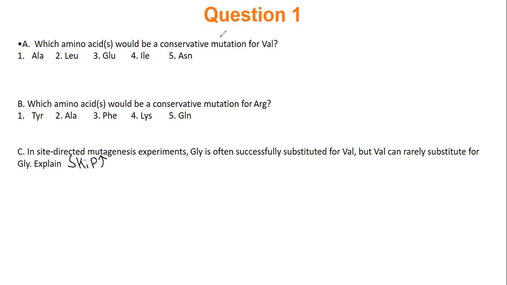Conservative mutation means it's a mutation that has the same characteristics. So it's a different amino acid, but it's the same type of amino acid. That is, it's still a hydrophobic amino acid, or it's still a polar amino acid, or still a positively charged amino acid. So when you look at the primary sequences of different organisms, if at that position you have the same class of amino acid, that's an example of a conservative mutation.